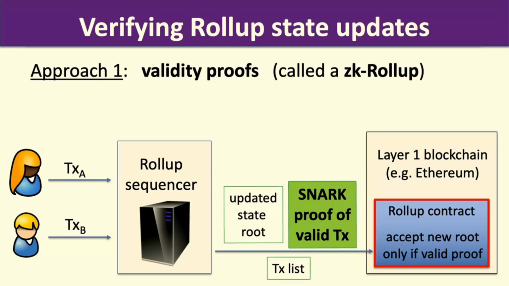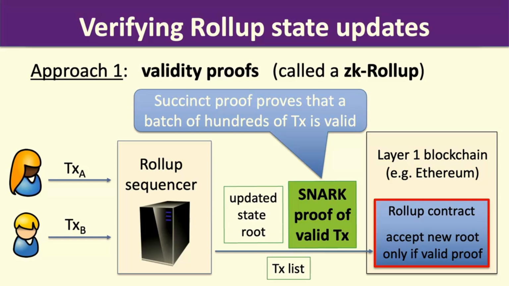So in optimistic rollups, the rollup smart contract will accept any update, and then we use the judicial process to resolve conflicts. In a validity rollup, the rollup contract will only accept these updates if the proof is valid. So it will run the proof verifier and check that it's valid. And the succinct proof proves that a batch of these 100 transactions are valid.